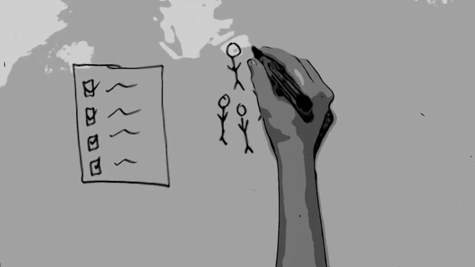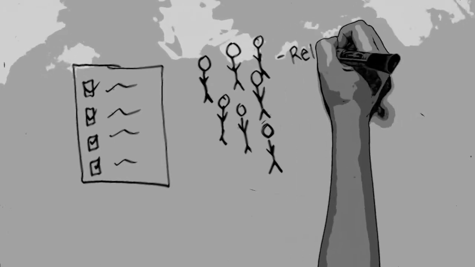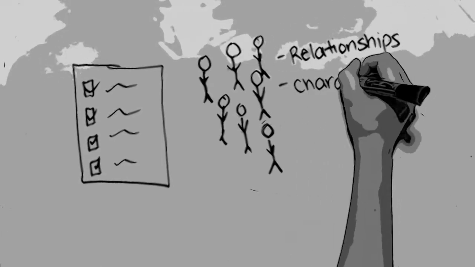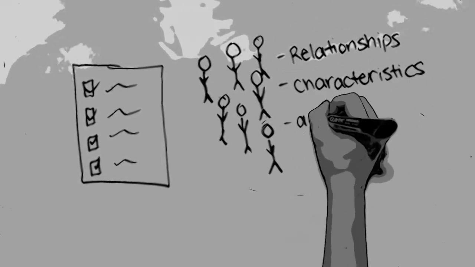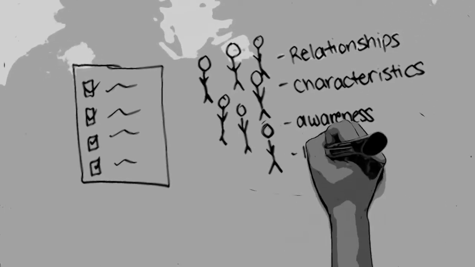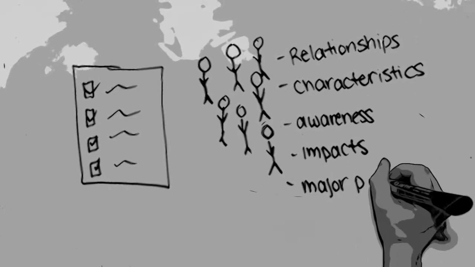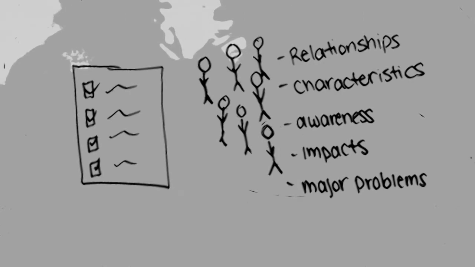In a questionnaire-formatted study, researchers assessed a large group of spouses on a wide range of topics. Some of these topics included the nature of the participants' relationship, personal characteristics about themselves and the gamblers, awareness of the issue, and impacts and major problems affecting them due to the gambling activities.